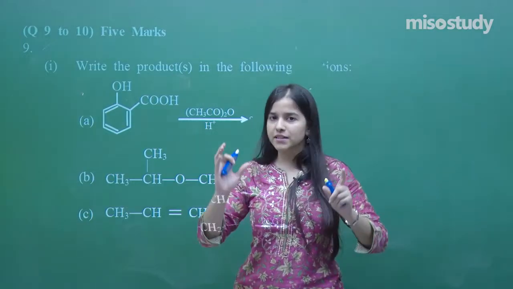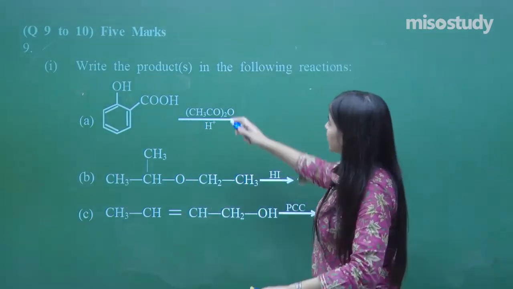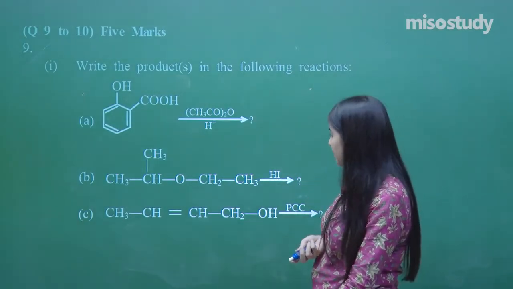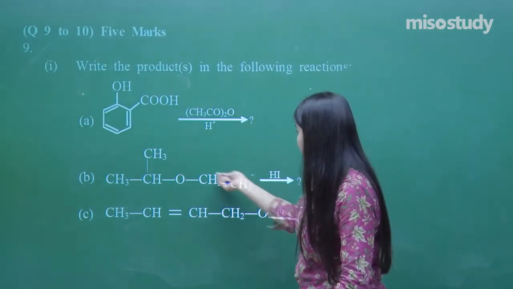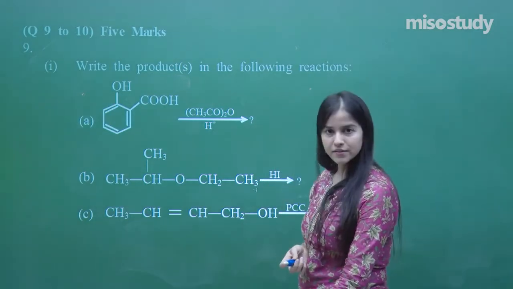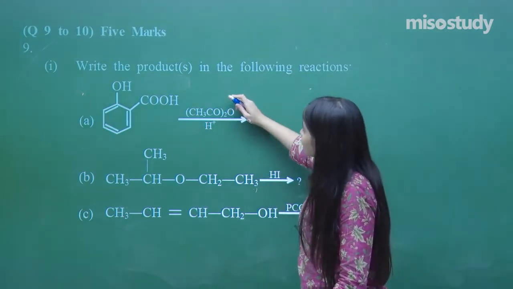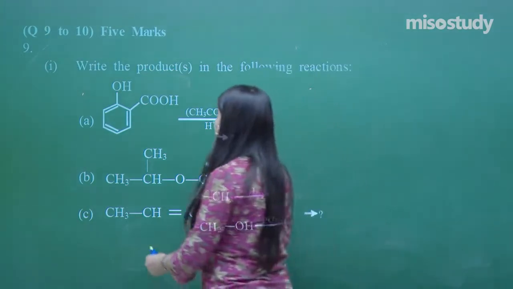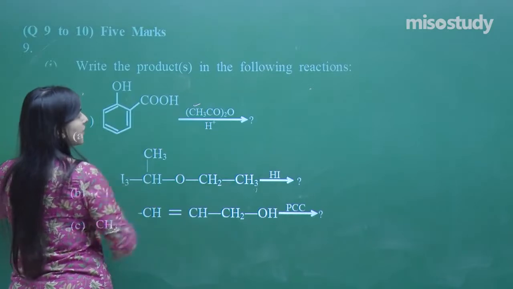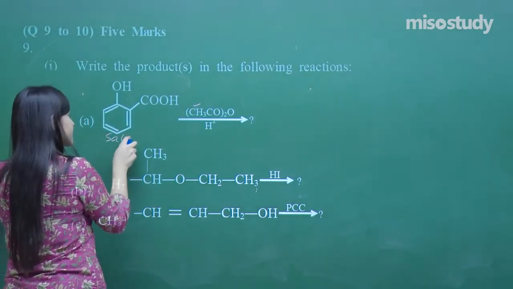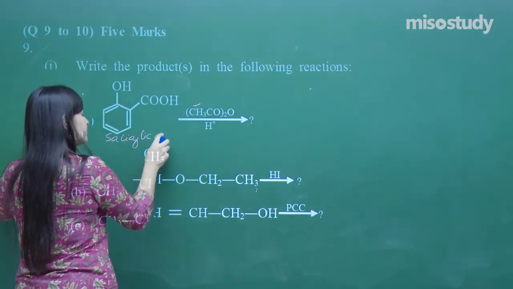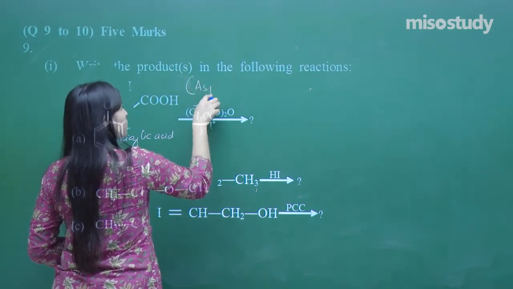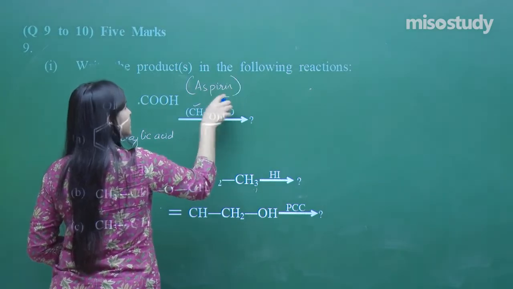We have to write a lot of things here. Write the products in the following reactions. Okay, very easy it seems. Yes, I have got again a similar kind of a question, right? So what is this reaction first of all? It's the formation of aspirin, if you remember. See here, acetic anhydride. This is salicylic acid. What do we get here? Aspirin is formed, right?